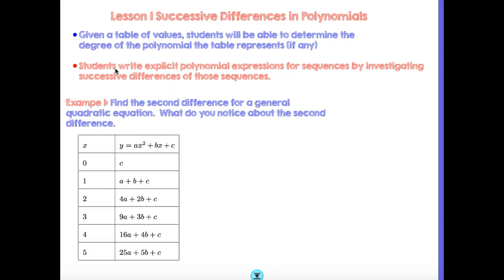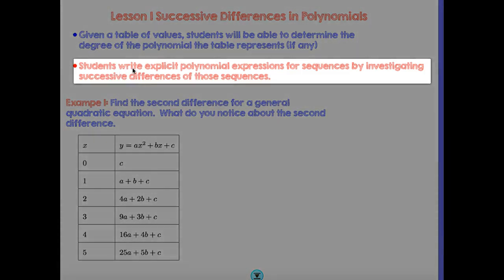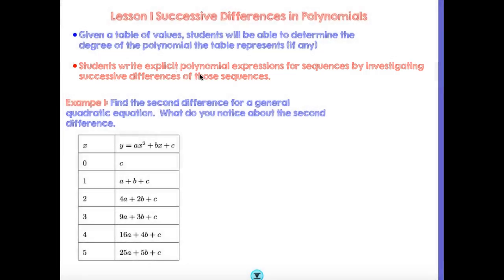Everyone, welcome to lesson 1 on successive differences in polynomials. We're now on objective 2. You're going to be able to write explicit polynomial expressions for sequences by investigating successive differences of those sequences.